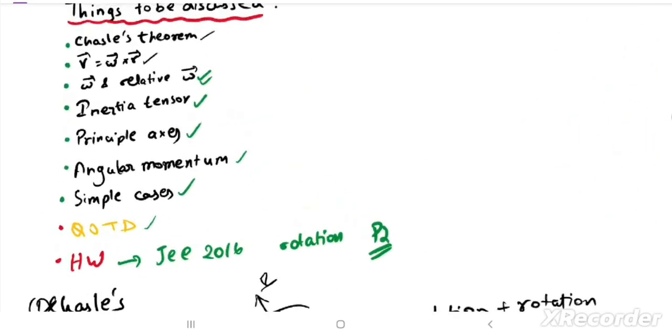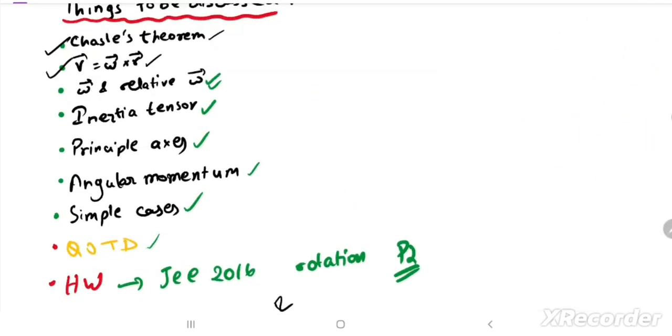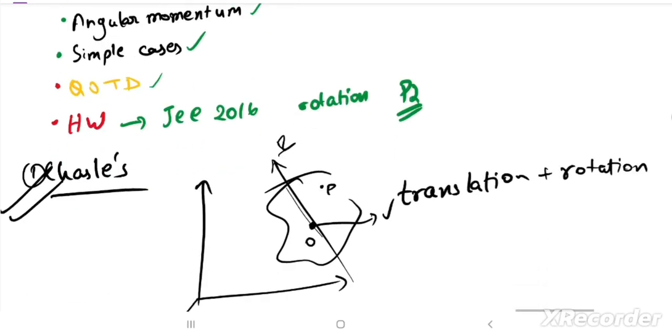So this one is a pretty simple theorem, I'd rather say, and you already know it from your JEE knowledge. We have done about Chasles' theorem and v vector is equal to omega cross r. These two theorems are relatively easy. Then comes the omega vector and the relative omega vector. This opens the concept of 3D rotation. What is it?